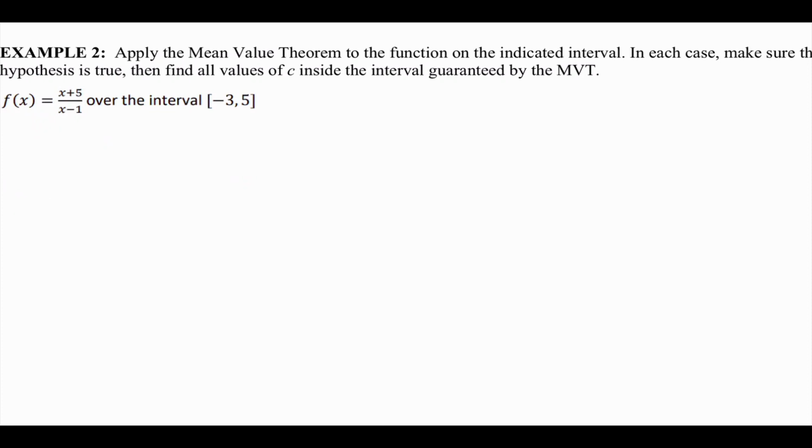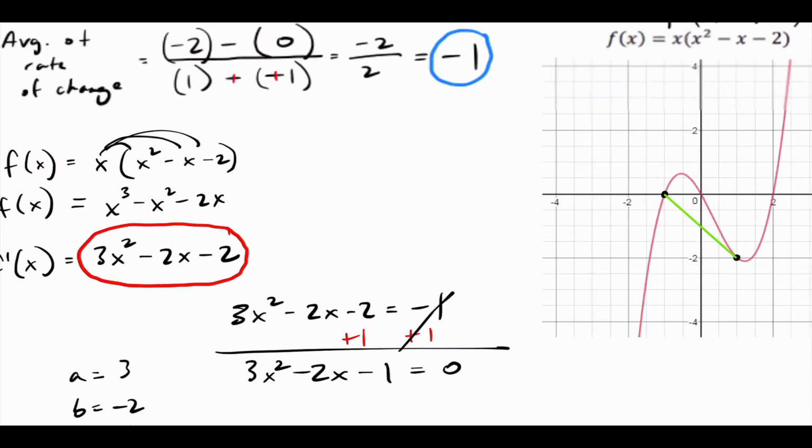It says apply the mean value theorem to the indicated interval. So the interval goes from -3 to 5. In each case, make sure the hypothesis is true. So we have to make sure the hypothesis is true. There were 2 conditions.